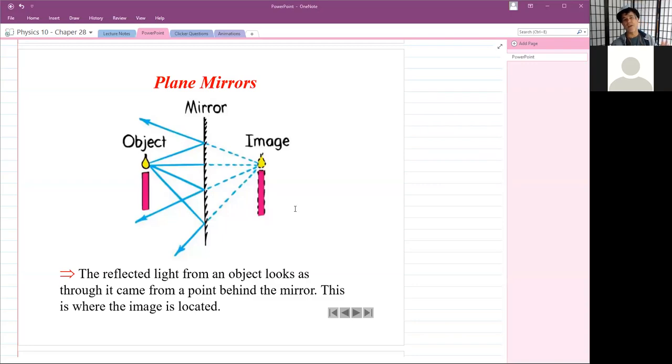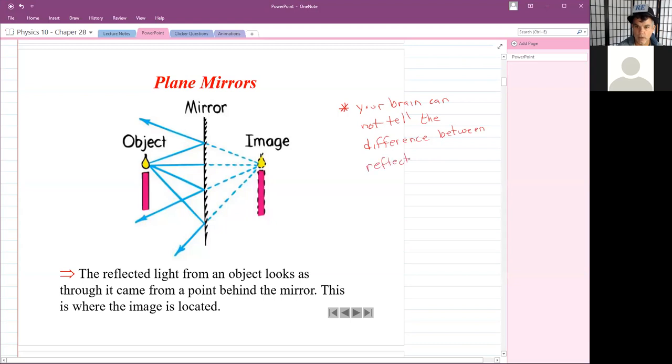So I want to talk a little bit about how we see images in mirrors. And one important point I want to make, just to begin with, is your brain cannot tell the difference between reflected light and light coming from an actual source.